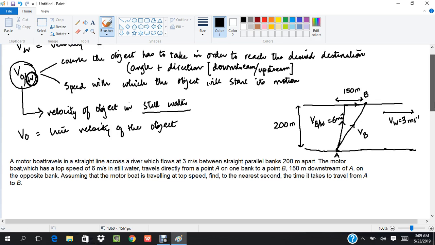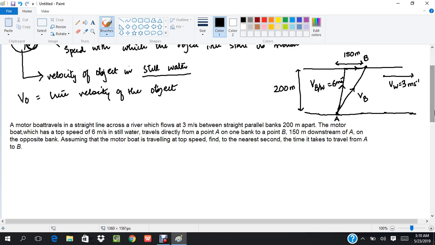Okay, so now let's use the relative velocity equation and see what we can do. According to the relative velocity equation, velocity of the boat with respect to water is given by velocity of the boat take away velocity of water. The question here asks us to find the time, to the nearest second, that the boat takes to travel from A to B. So for this, if I know the distance between A and B, and if I know the speed VB, I can simply do my division and find out the time.